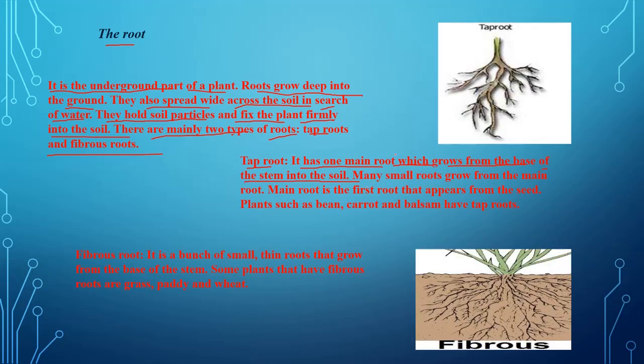Okay. So this is the picture of a tap root. You can see one main root going deep. I am marking it in red color. Now these are the small roots that come from the main root. So this is the tap root. Now many small roots grow from the main root.